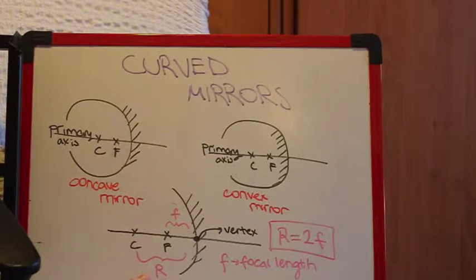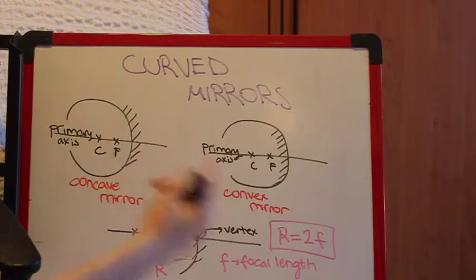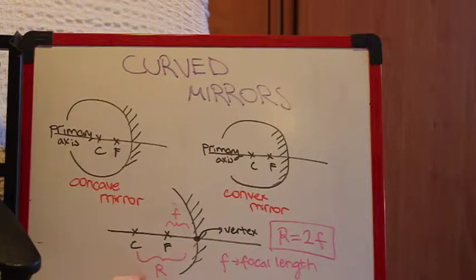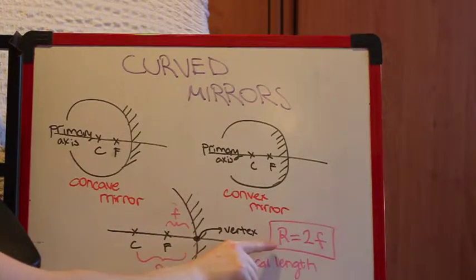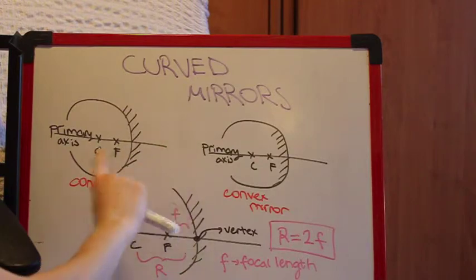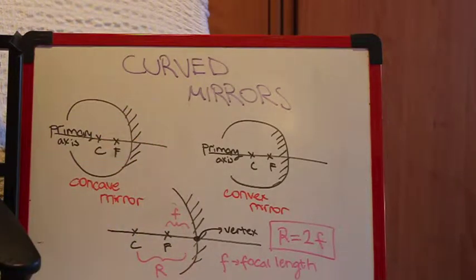In a concave mirror, and in a convex mirror also, this is the radius. From the center to the vertex, it's called the radius. And from the focus to the vertex is called the focal length. And 2 times the focal length equals the radius in all of these curved mirrors.